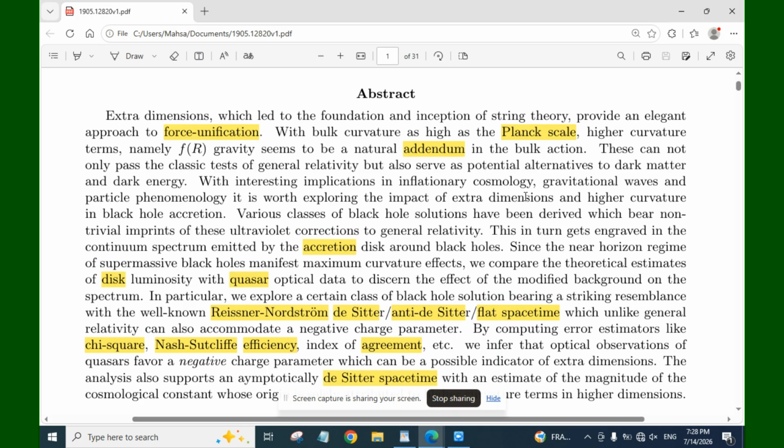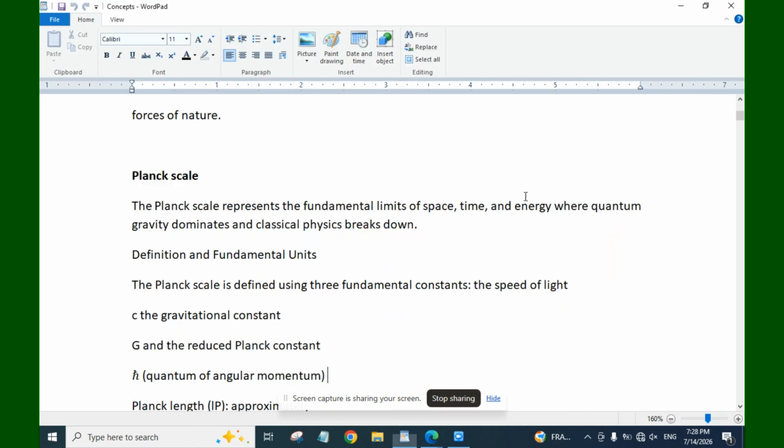With bulk curvature as high as the Planck scale, higher curvature terms, namely f(R) gravity, seem to be a natural addendum in the bulk action. And now I want to talk about the Planck scale. The Planck scale represents the fundamental limits of space-time and energy, where quantum gravity dominates and classical physics breaks down.